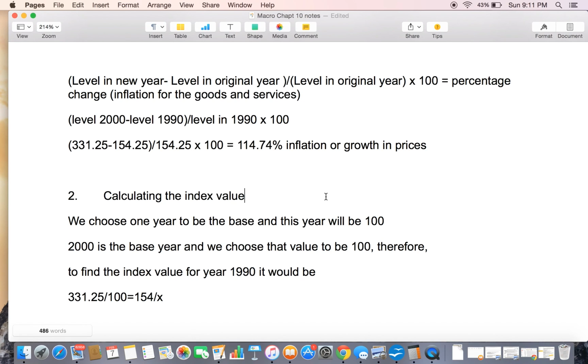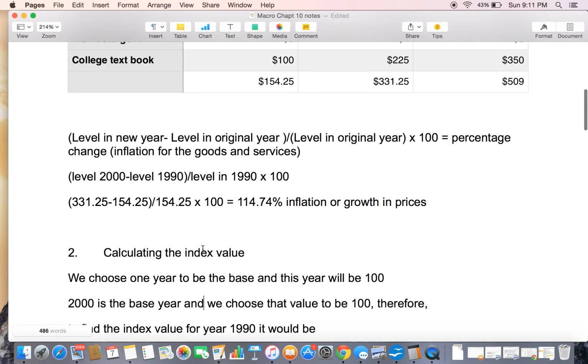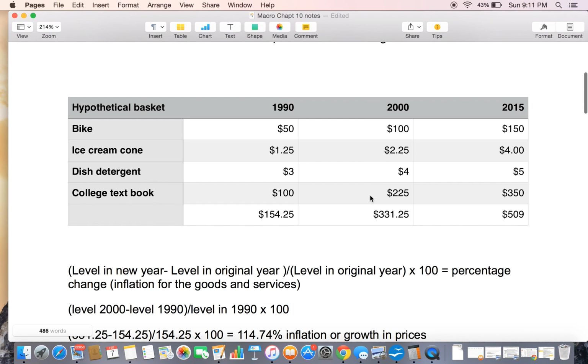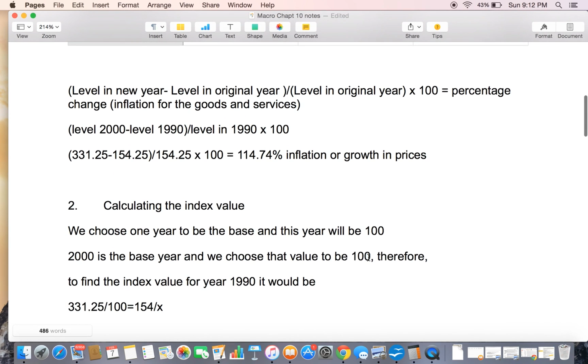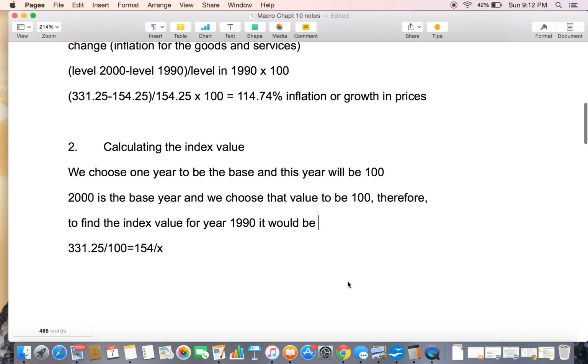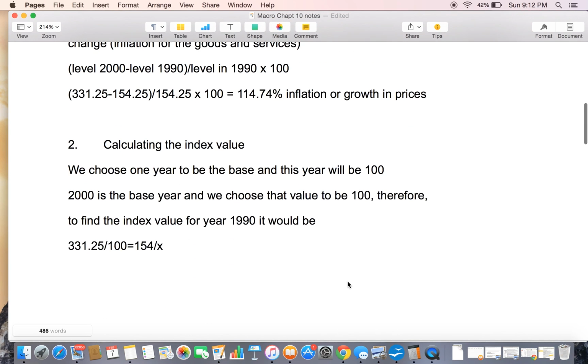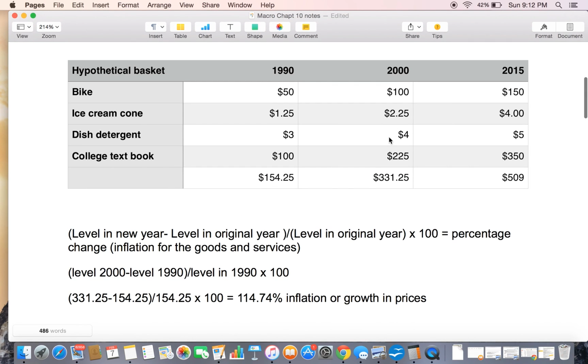And then when we look at the index year over year, we can measure the amount of inflation. So let's say that 2000 is the base year, and therefore we'll define 2000 as having an index of 100. If the year 2000 has a base year of 100, and the base year is always going to be denominated in 100, how would we find the index value for the year 1990? The way we want to do this is to just do some simple cross multiplication. So in the year 2000, the total value of the goods and services in our basket was $331.25.